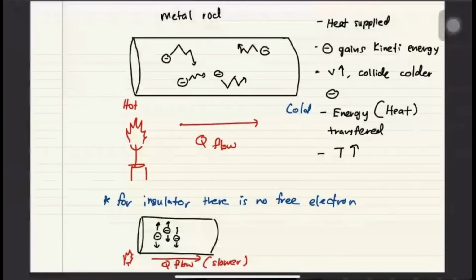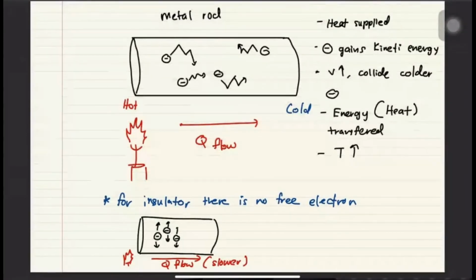Yes, sir. Okay. And then eventually, like I told you before, at one point it will reach thermal equilibrium. At thermal equilibrium, all the temperatures are the same. There's no heat transfer anymore. So Q becomes 0. Or more like dQ over dt becomes 0. Okay.